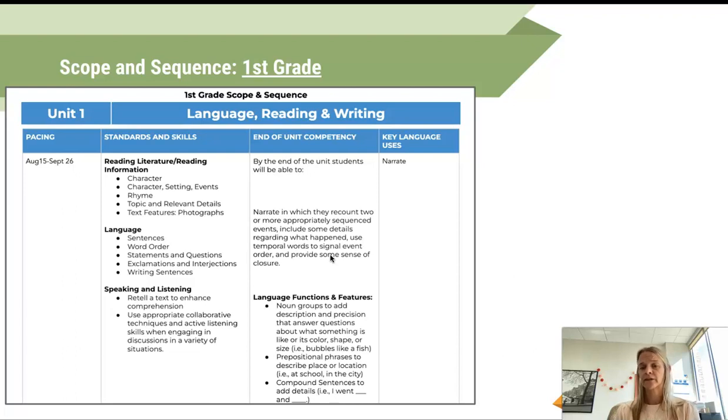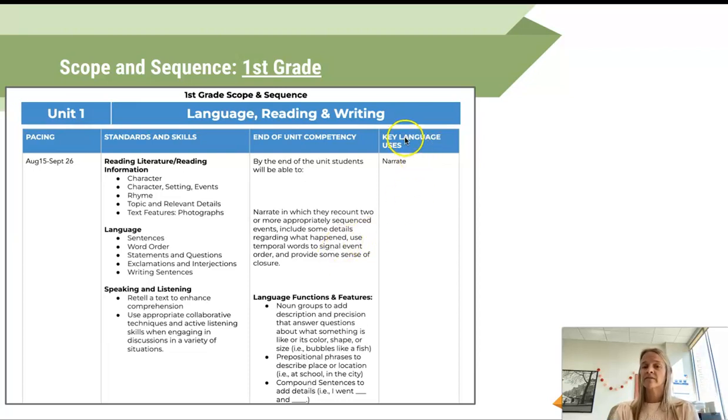We've also identified on here some of the language functions and features that students' language might be using to show you that they're competent in that skill of narrate, in which they can recount 2 or more appropriately sequenced events. So we're not saying how, we're just showing you that this is what they need to be able to do by the end of the unit. Some of those functions and features might be nouns to group to add description and precision. It might be looking at prepositional phrases. It might be looking at compound sentences. But these are some ways that that language is being given to them because they're hearing that when you're teaching it.